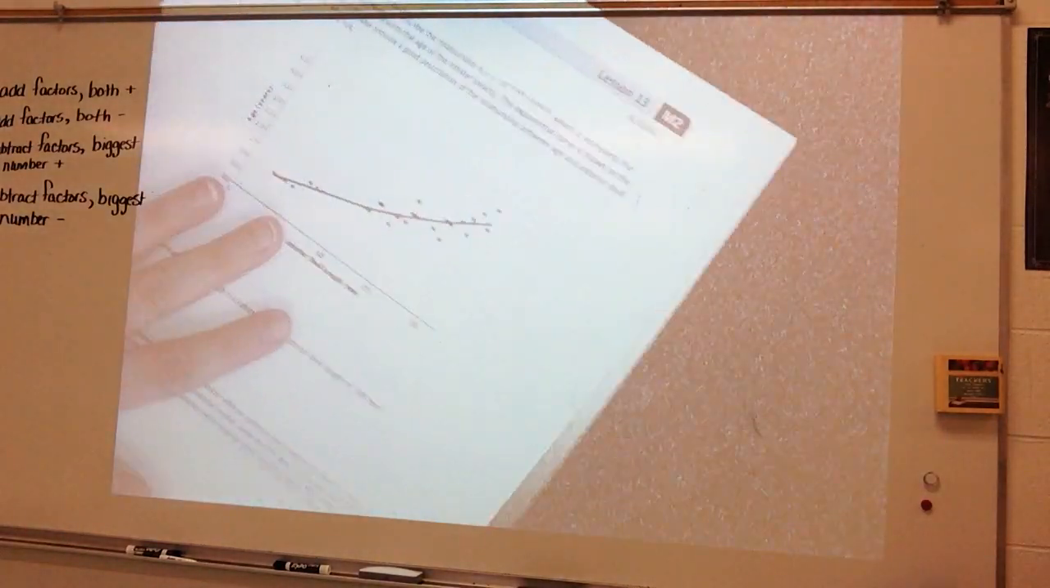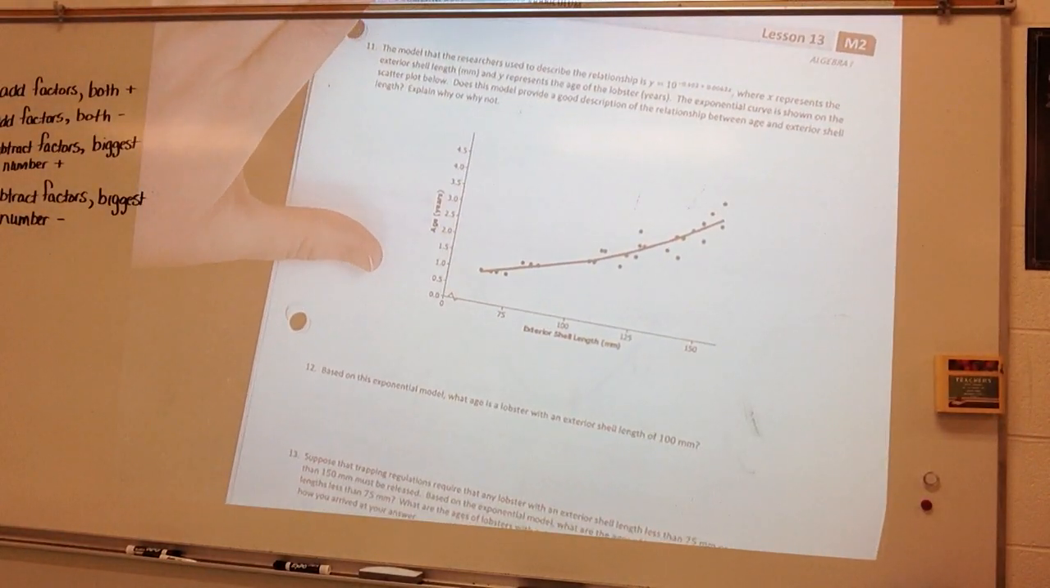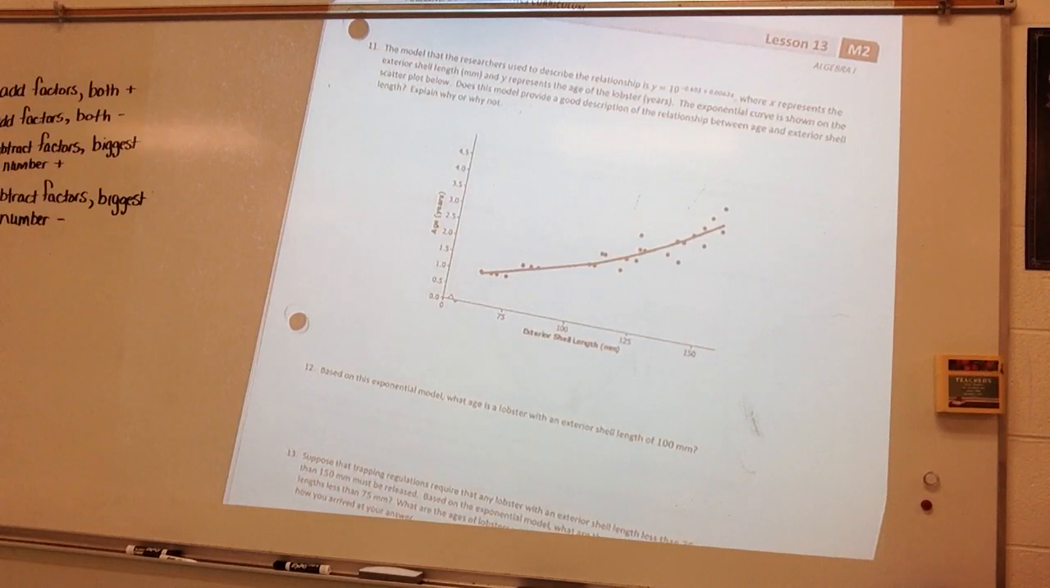All right. Based on the model that the researchers used to describe the relationship, y is equal to 10 to the negative 403 thousandths plus 63 10,000ths x, where x represents the exterior shell and y represents the age of the lobster. The exponential curve is shown on the scatter plot below. Does this model provide a good description of the relationship between age and exterior shell length? Explain why or why not.